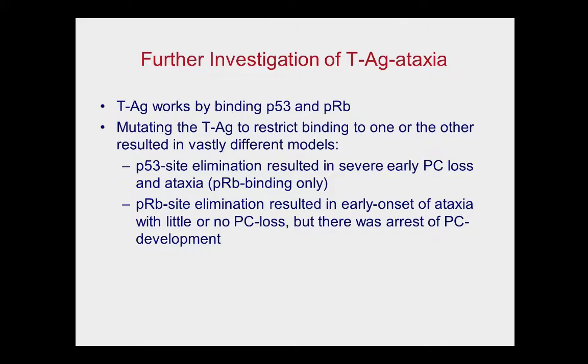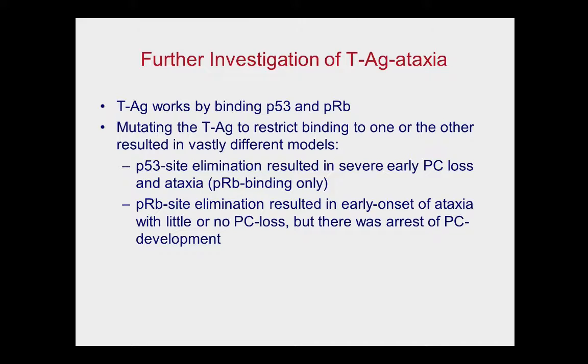Rod was interested in the mechanism of this, and one of the things that was known was that T antigen binds both P53 as well as the retinoblastoma protein, PRB, the retinoblastoma tumor suppressor gene. So he played around with mutating the T antigen in different ways so that it bound to one or the other. And he got quite different phenotypes when he did that. When you eliminated the P53 site but left the PRB site intact, it looked quite a bit like the SV5 models. So there was a very early loss of Purkinje cells.